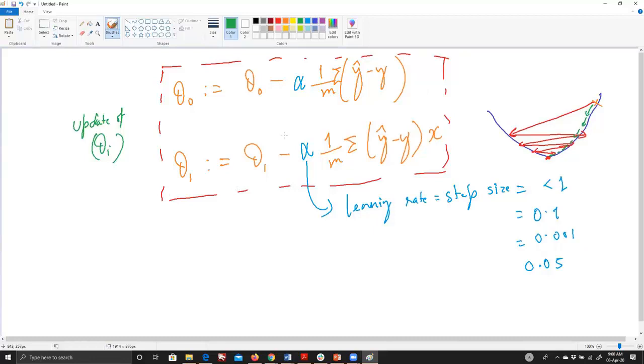So let me show you how it will work so that you get the step-by-step idea. Please note down this equation. This will come in handy, both of them.